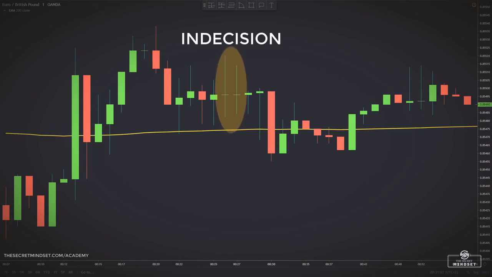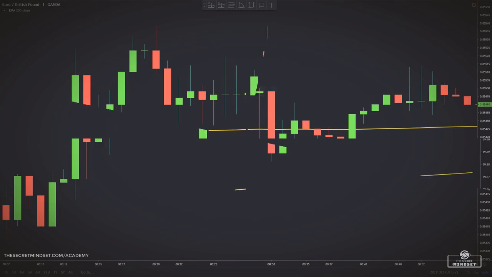From my experience, long-legged dojis will offer many false signals and should only be traded on higher time frames, and in combination with other technical tools.